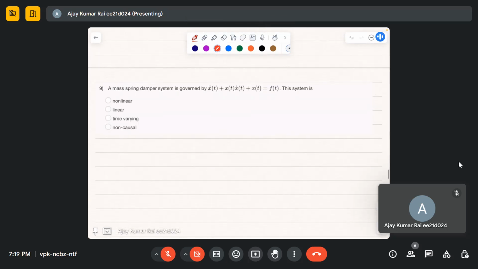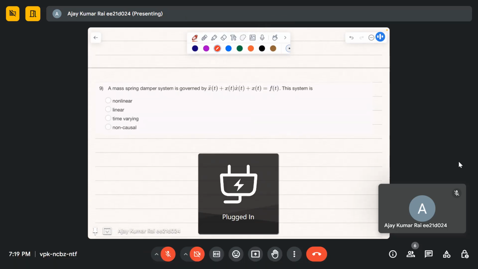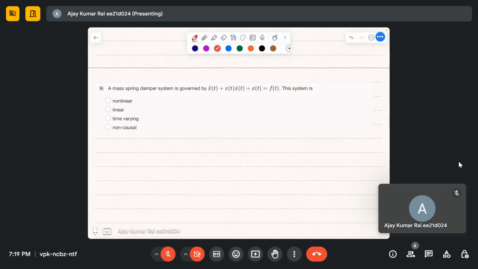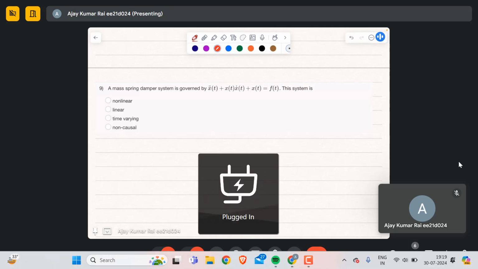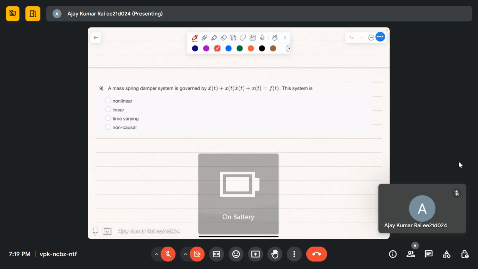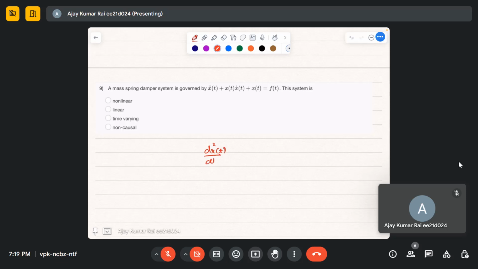We'll go further. Ninth, a mass spring damper system is governed by the equation. The system is, okay, so you see here. Let me just write it in differential form. This is this equation.